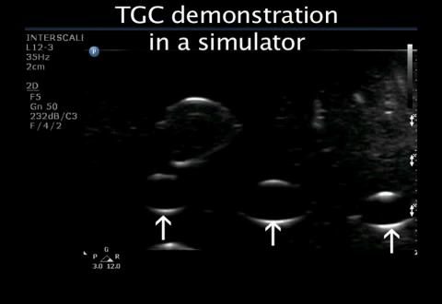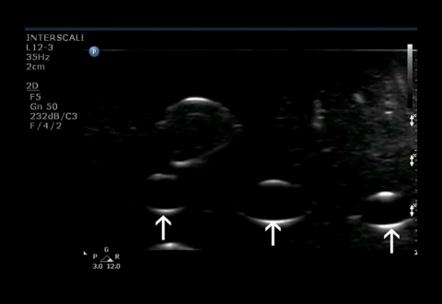In this simulator, we will now demonstrate the use of the TGC dials and the overall gain button. You can see that the simulated nerves, indicated by the arrows, are very dark. The objective would be to increase the TGC dials that control this aspect of the screen in order to brighten the image.